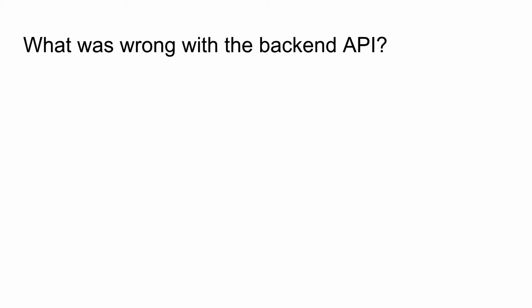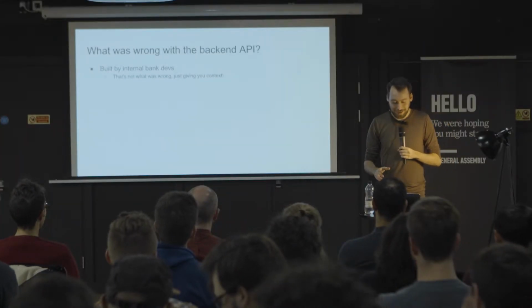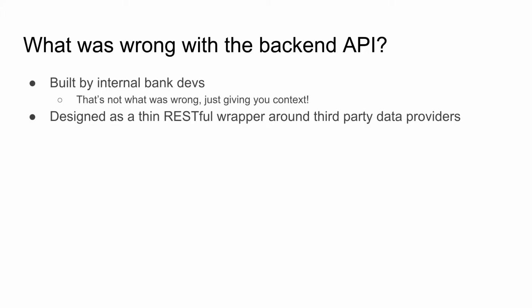So, an overview: what was wrong with this backend API? It was built by internal bank devs. That's not what was wrong. I'm just giving you a bit of context to clarify that. It was designed as quite a thin RESTful wrapper around a third-party data provider. That third party actually stored the credit card data.